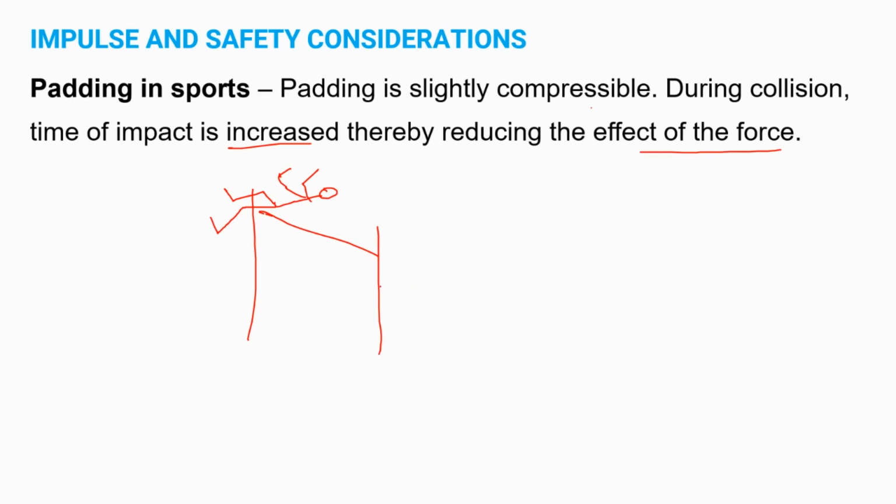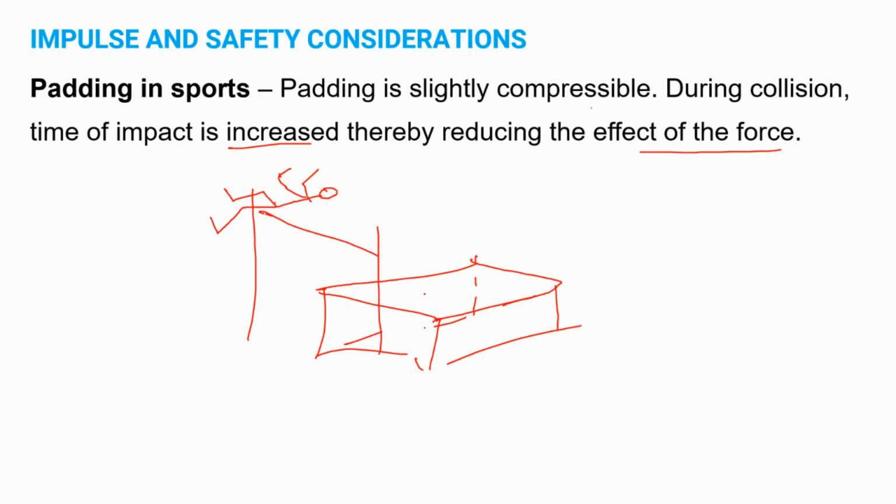Talk of high jump, and then someone will land where? When they jump, they land on the sponge. So what does this sponge do? It increases the time of impact. And then the athlete will not get injured when he or she lands on the sponge.